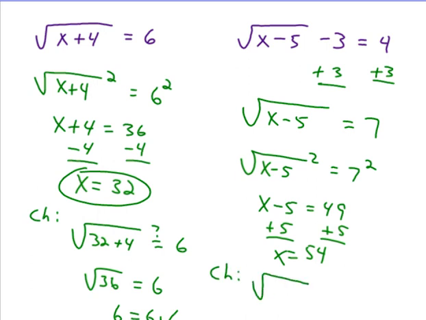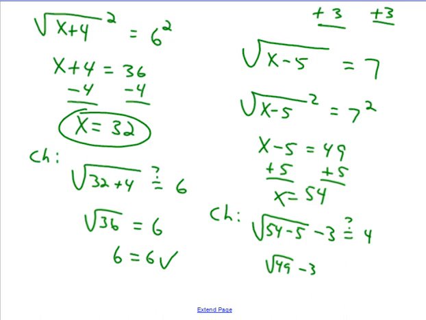That is root 54 minus 5 minus 3. Does that equal 4? Well, what's that? That's root 49 minus 3 equals 4. That's 7 minus 3. 4 equals 4, right? So that's a good solution. Go on, check on the one. Yeah, I do.